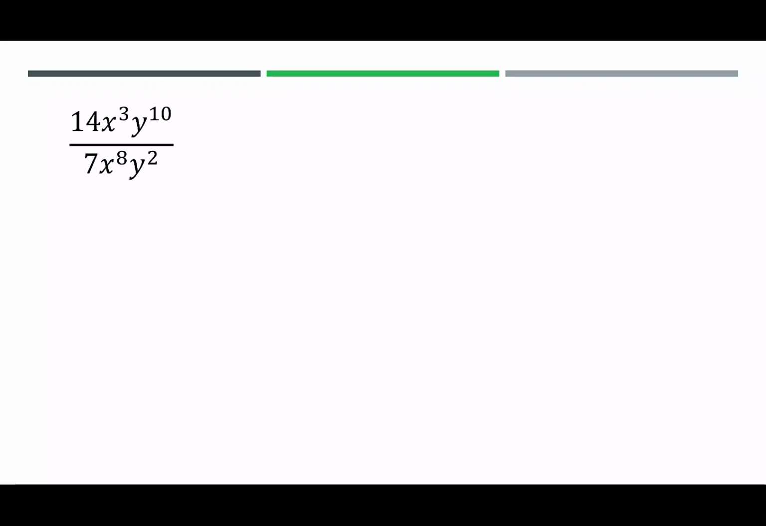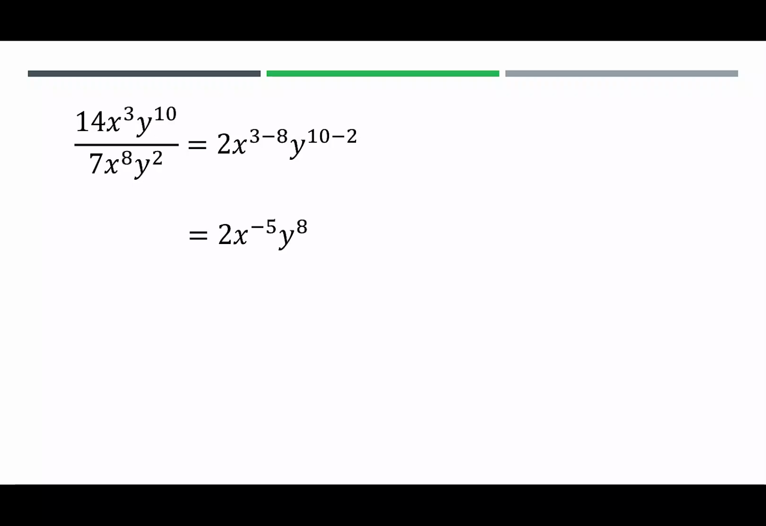Now I have 14x cubed y to the 10th over 7x to the 8th y squared. We want to look at this in pieces. We know 14 over 7 is 2. Then we apply the quotient rule to our two variables. We'll have x to the 3 minus 8 and y to the 10 minus 2. That simplifies to 2x to the negative 5th, y to the positive 8. When we turn that into a fraction, we put the 2 and the y to the 8th in the numerator. Then we move x to the 5th to the denominator.